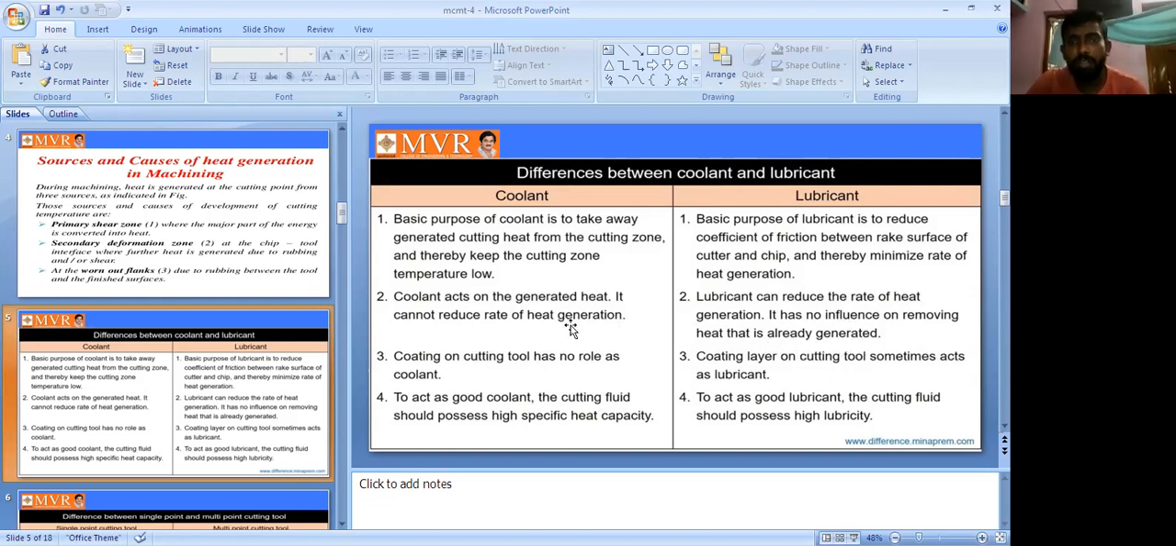So what is the third point for coolant and lubricant? Coating on the cutting tool has no role as coolant. The coating of the cutting tool does not play the key role in the machining operation. The coating layer on the cutting tool sometimes acts as a lubricant. The coating means some chemical coating on the workpiece.